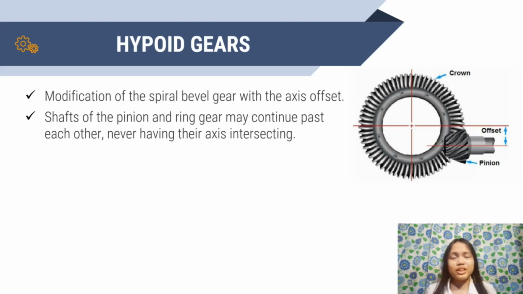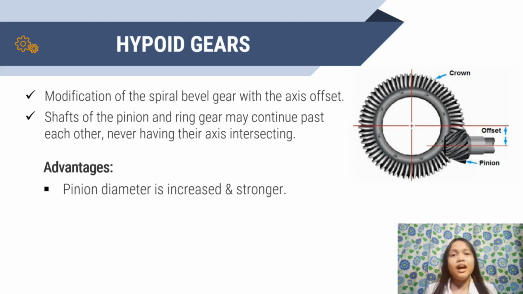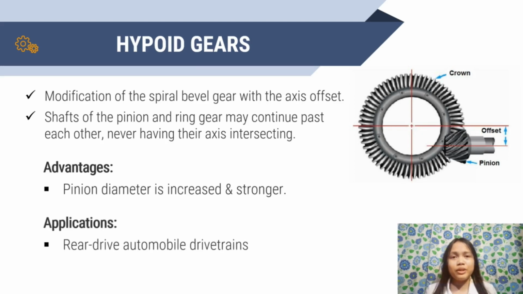The major advantages of the hypoid gear design are that the pinion diameter is increased and it is stronger than a corresponding bevel gear pinion. The increased diameter size of the pinion permits the use of comparatively high gear ratios and is extremely useful for non-intersecting shaft requirements such as automotive applications where the offset permits lowering of the drive shaft.